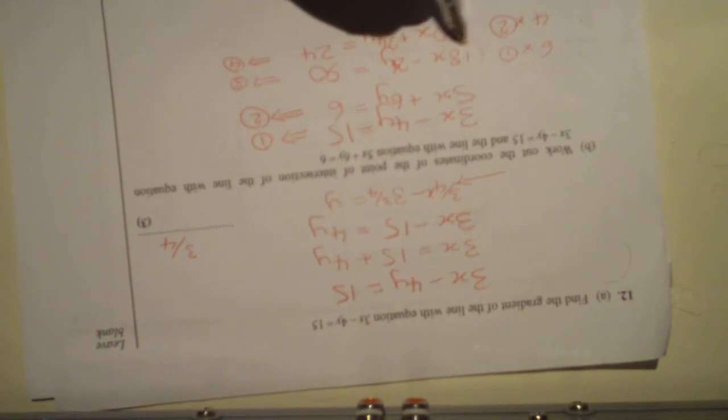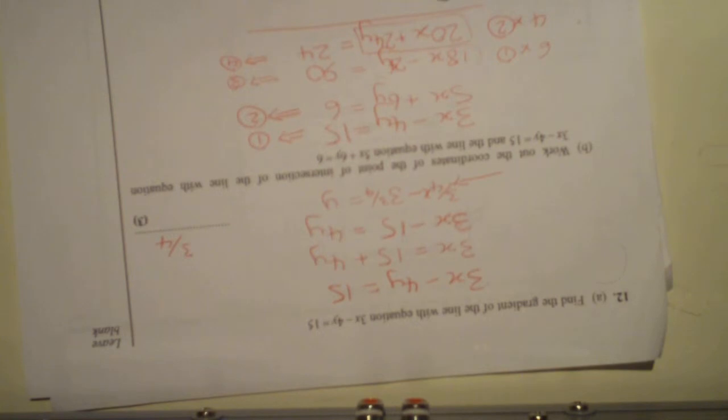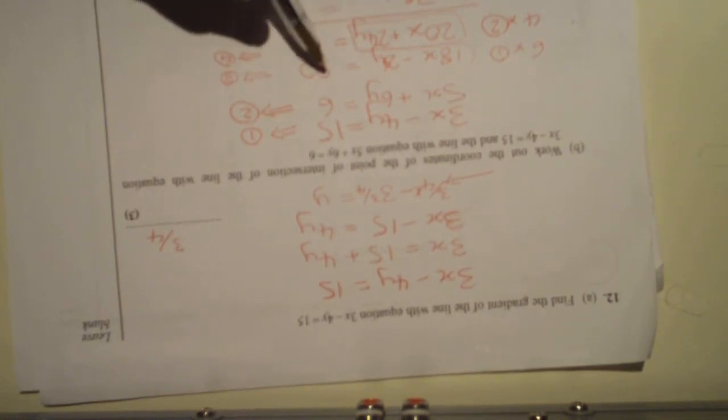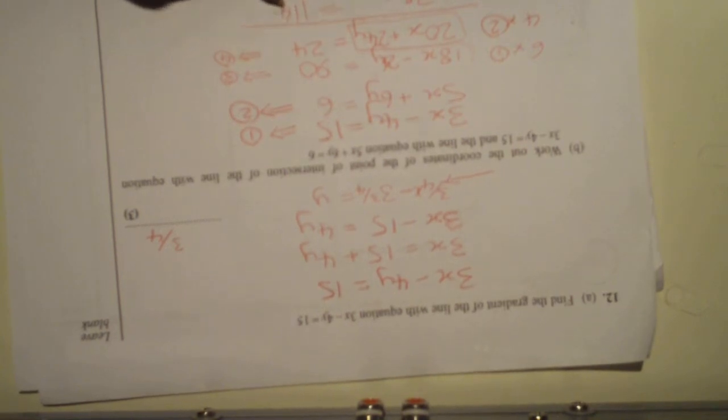Now, 18x minus 24y plus 20x plus 24y, if we add those together, the y's are going to cancel out, and we're left with 38x. But 18x minus 24y is equal to 90, and 20x plus 24y is equal to 24. So adding this and this is the same as adding this and this. So 38x equals 114. Divide both sides by 38, and x is 3.